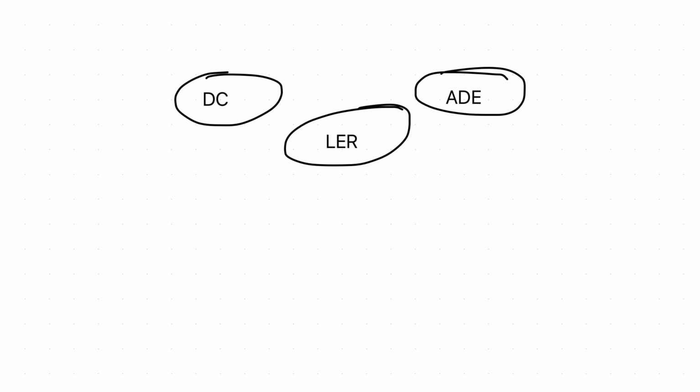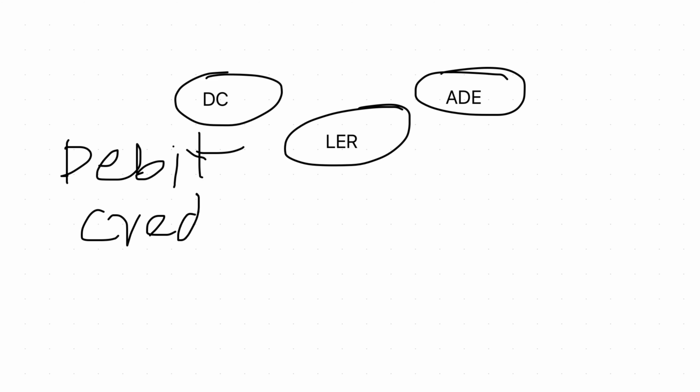Here, the trick is DC add LUR. This is what you have to keep in mind in order to understand the trick. D means debit. C means credit.